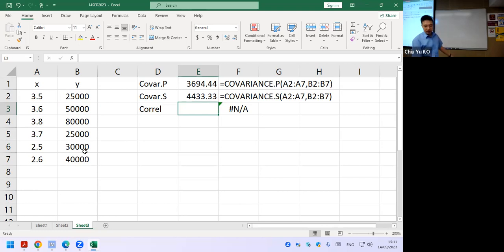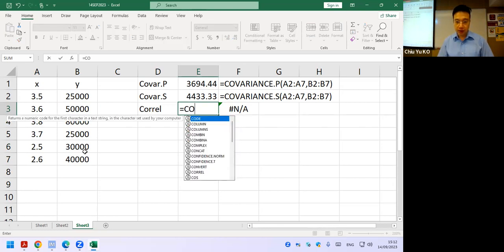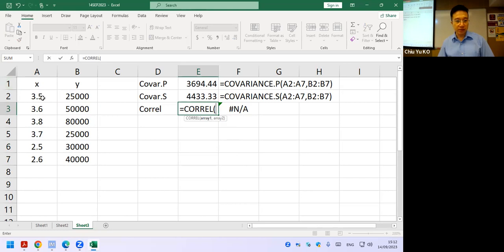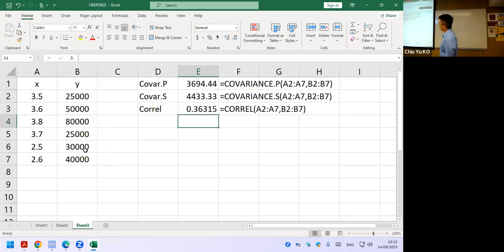Lastly, this number is big, but doesn't tell us how strong they are. So we want to normalize it from -1 to 1. That's why we look at the correlation coefficient, CORREL. We do the same, one column, comma, the other column. If you look at this one, the coefficient is less than 0.4, actually less than 0.6 as well, right? That means it's not very strong. So that's the reason why we're putting it.